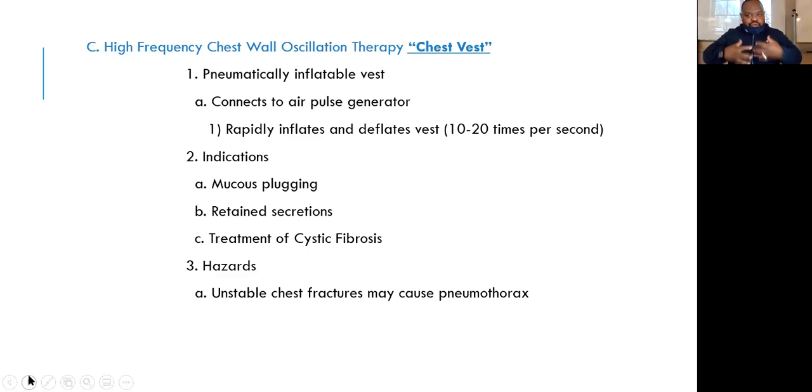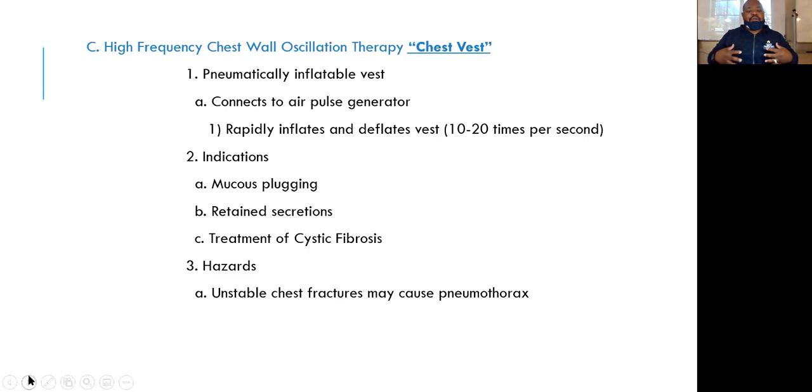So you put it on and it just shakes the whole chest, right? All of the chest is shaking, okay? Indications would be mucus plugging, retained secretions like everything else, treatment in cystic fibrosis. The cystic fibrosis patient has a lot of different treatments they have to take on a daily basis, okay, on a daily basis. Some of the hazards: unstable chest fractures may cause a pneumothorax.